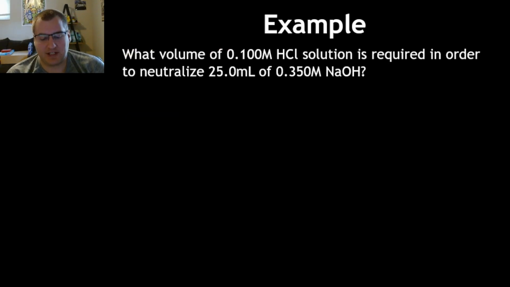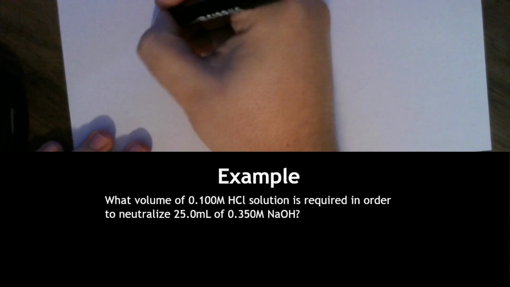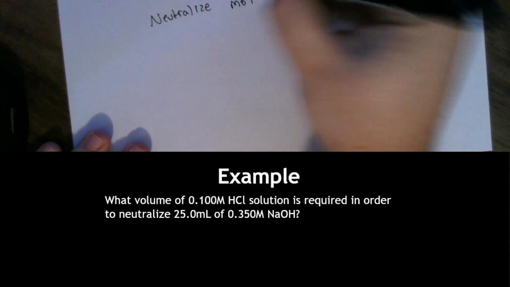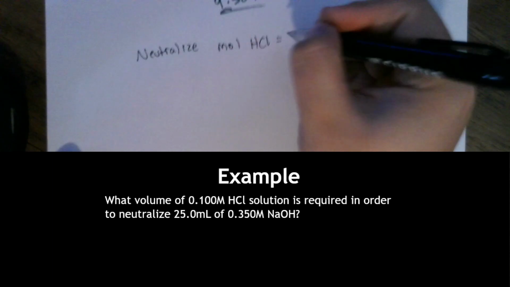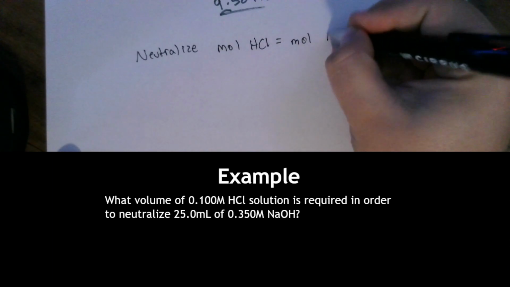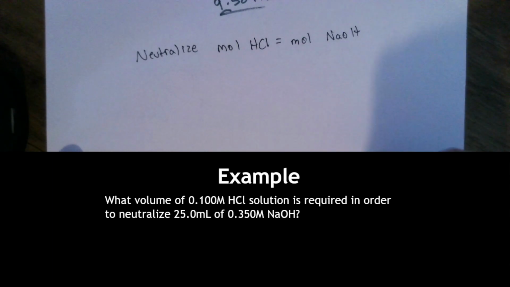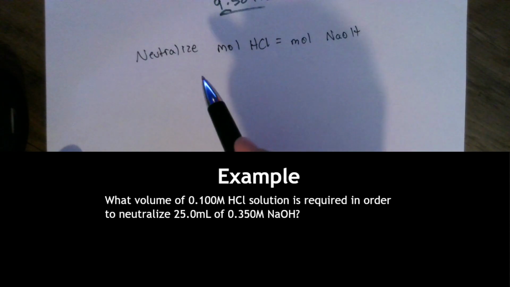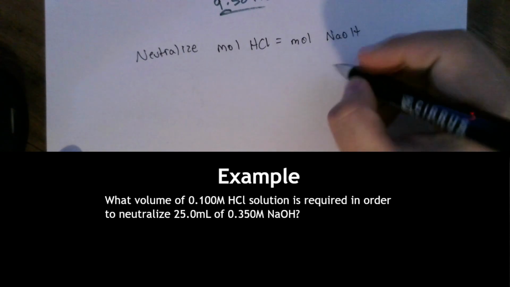Last question we're going to have for today. What volume of 0.1 molar HCl is required in order to neutralize 25 milliliters of 0.350 molar NaOH? Okay. So to neutralize, moles of your acid must equal moles of your base. HCl, I don't know how much of it I need, but I'm going to start with NaOH.